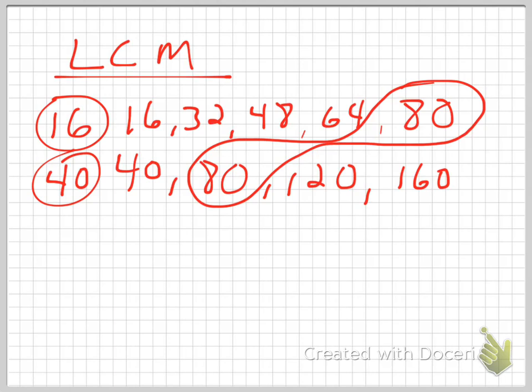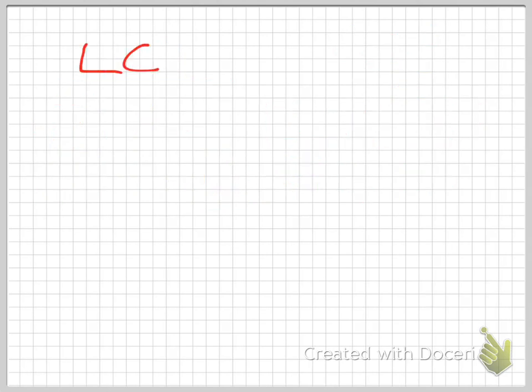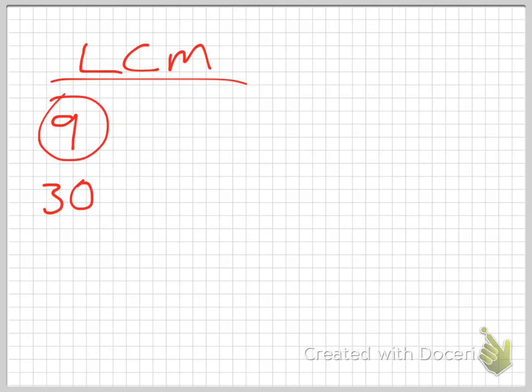Does that make sense? You need to know the difference between LCM and GCF. What does GCF mean? Greatest common factor. What are factors? Numbers that go into another number evenly. Multiples are when you multiply that number by whatever whole number, right? You guys try one. Find for me the least common multiple of 9 and 30.